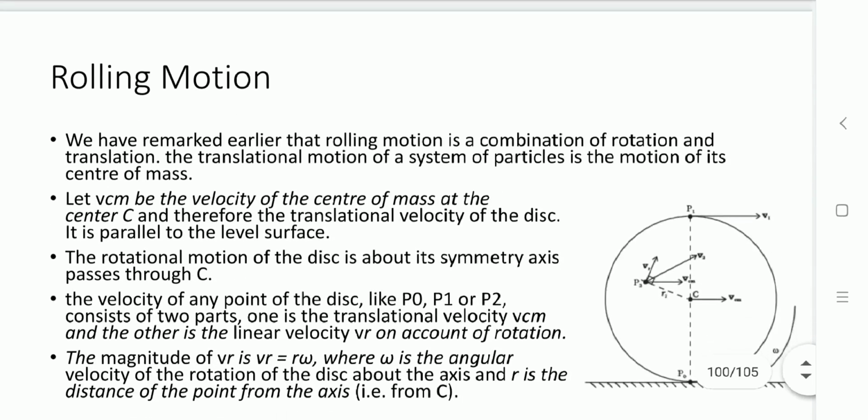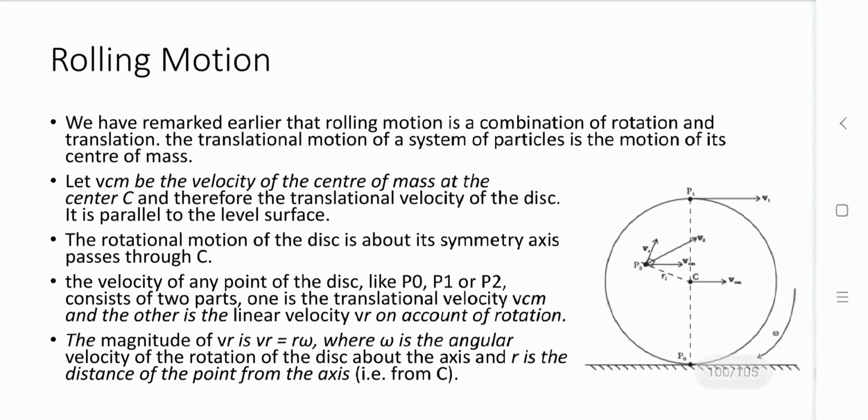Next, rolling motion. Rolling motion is a combination of rotation and translation. Translation is the motion of a system of particles in which its center of mass moves. Let us take VCM, the velocity of the center of mass at center C, as we can see in the diagram, which gives the translational velocity of the disk that is parallel to the surface. Rotational motion of the disk is about its axis passing through C.